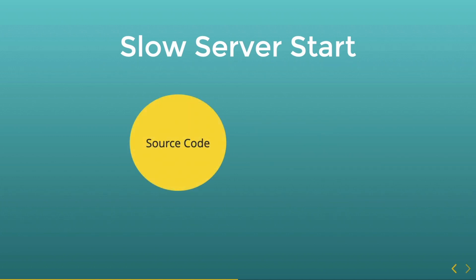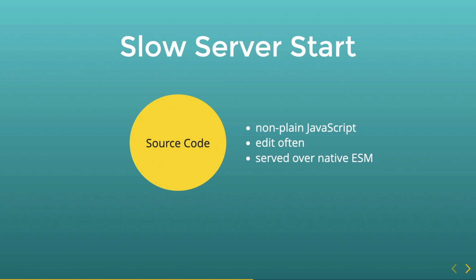The other category, source code, often contains non-plain JavaScript that needs transforming, such as CSS or Vue components, and will be edited often. Vite serves source code over native ESM. This is essentially letting the browser take over part of the job of a bundler. Thus, Vite only needs to transform and serve source code on demand, as the browser requests it.